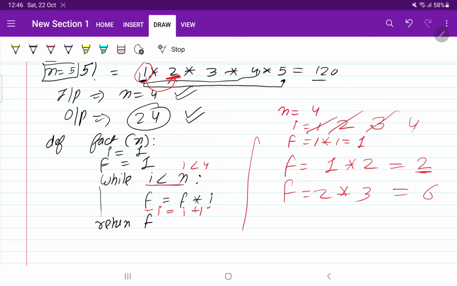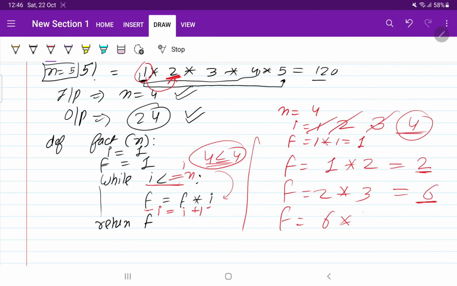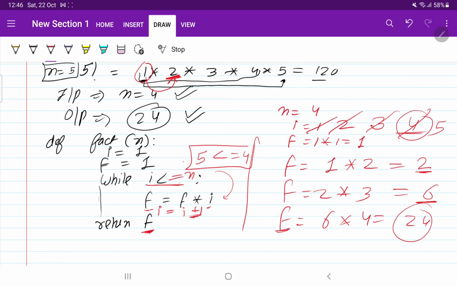i is increased by 1. We want multiplication till 4, so i should be less than or equal to n. Now 4 is less than or equal to 4, this condition is true, so it will move inside the loop. The f value was 6, the i value was 4, so 24. Now we increase i by 1, so i will become 5. When we reach this point, we check whether 5 is less than or equal to 4. Is this statement true? No, it is not true. So we will come out of this while loop and we will return f. What was stored in f? 24. So we will get the solution as 24.